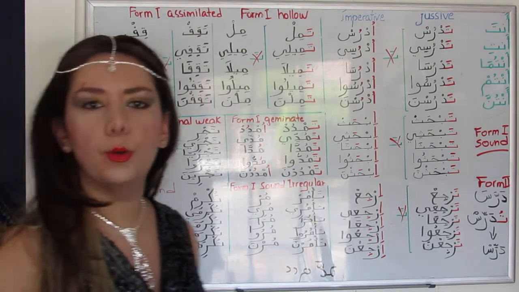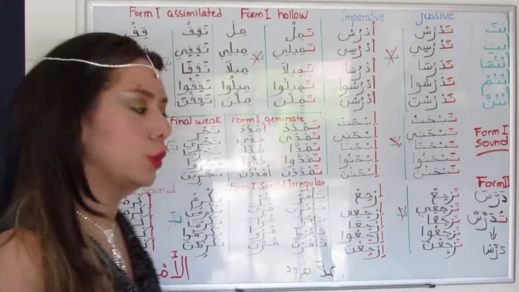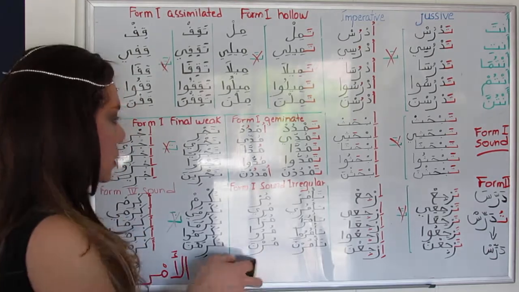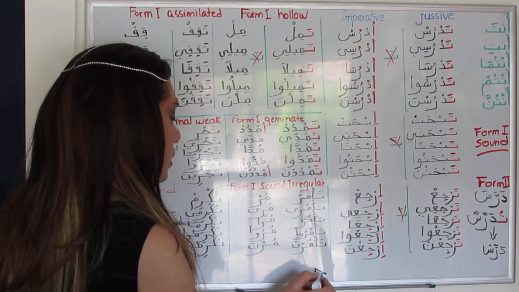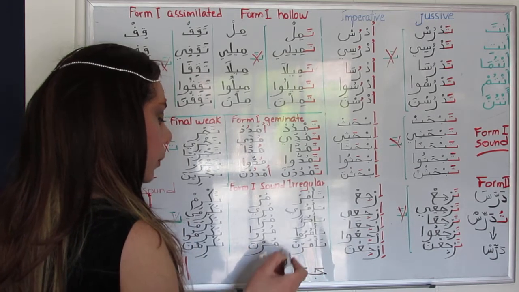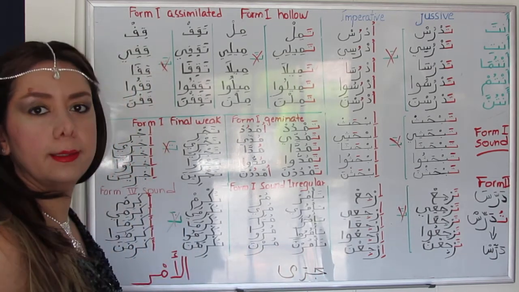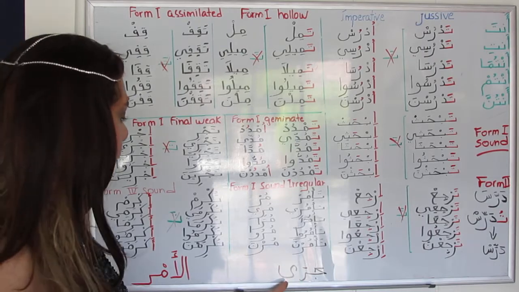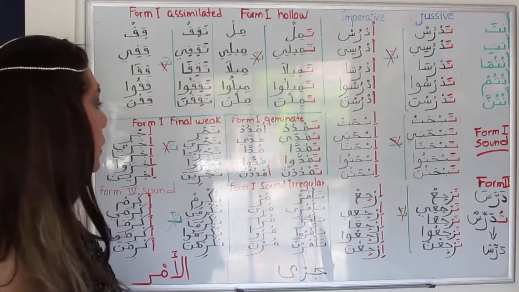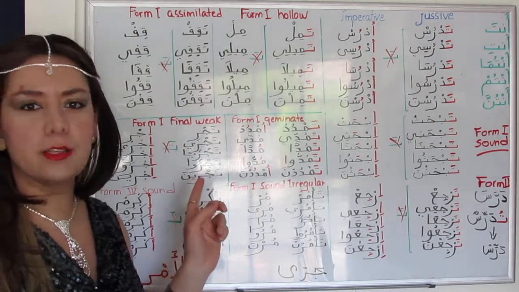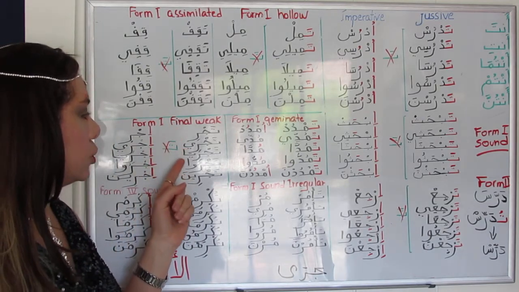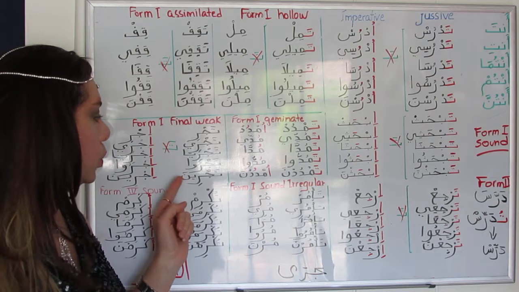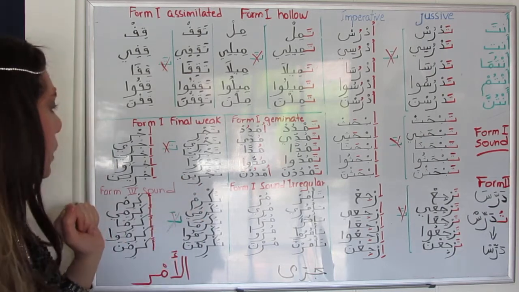Final weak is when the verb ends with one of the weak vowels. Jara. Here, it ends with alif maqsura, the broken alif. Jara is to run. So let's conjugate it in the jussive. Tajri. Tajri. Tajriya. Tajru. Tajrina.